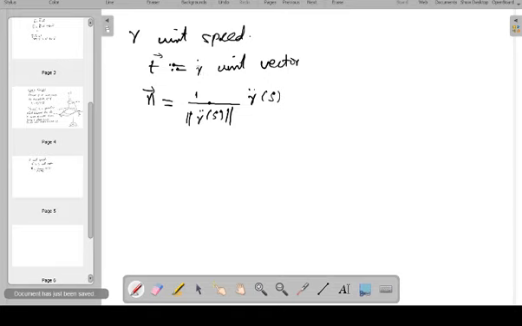What is gamma double dot? It is T dot. So this is precisely 1 by, what is this? This is the curvature, kappa. 1 by kappa into gamma double dot is T dot. So what is the magnitude of this vector? N is a unit vector.